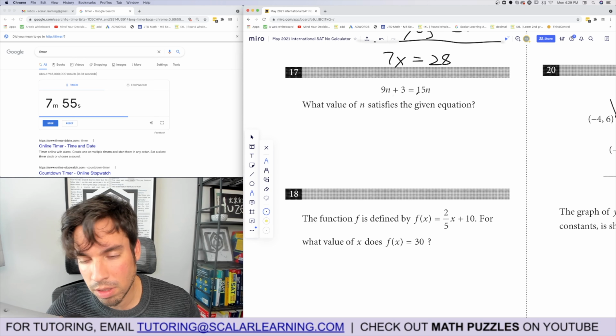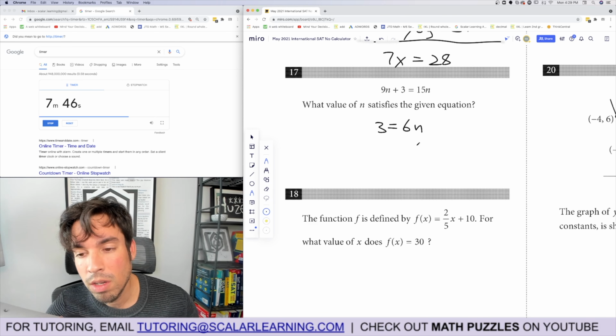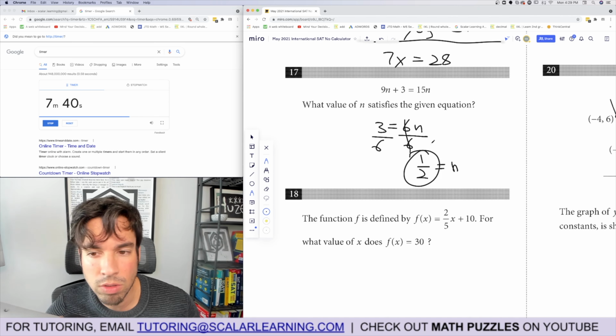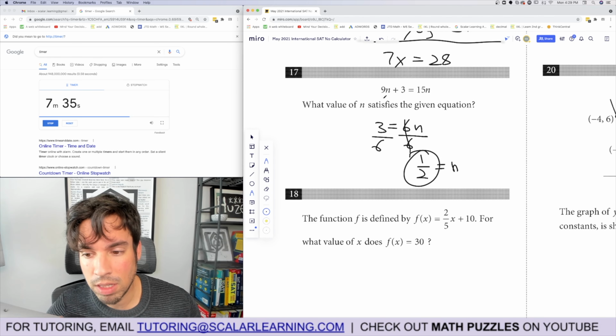17, what value of n satisfies the equation here? Wow, this is interesting. It's not too hard. Subtract 9n from both sides. 3 equals 6n, right? 15n minus 9n is 6n. So there you go. Divide both sides by 6, and we've got n equals 3/6, or 1/2, is what I'll reduce it to. Man, that seems bizarrely easy for a 17, but it is.